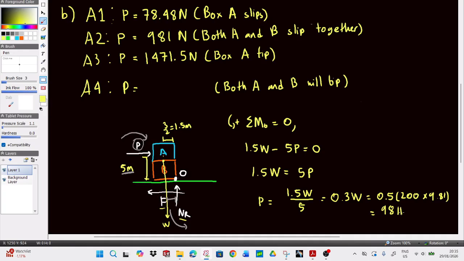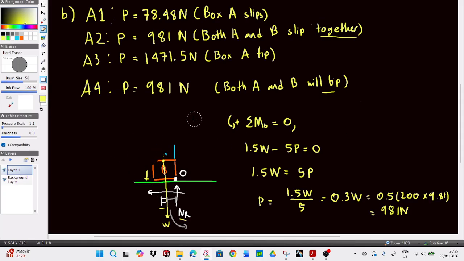So if you calculate it all together, 0.3 times 200 kilos times 9.81, it's 981 newtons. Interestingly, if you were to apply this force of 981 newtons, it would cause A and B to either slip together or tip together. That's a bit interesting actually. All right, so that's about it for assumption 4.